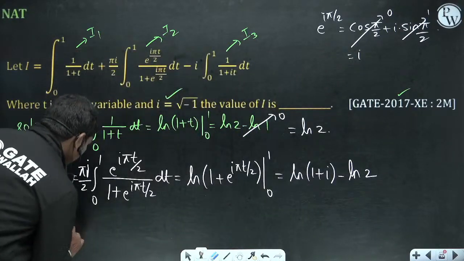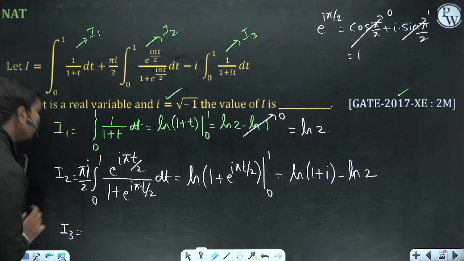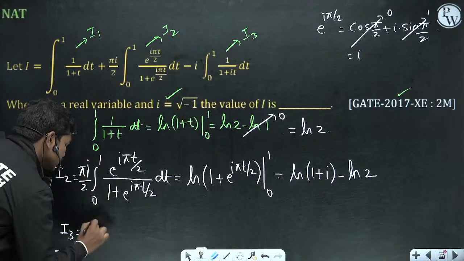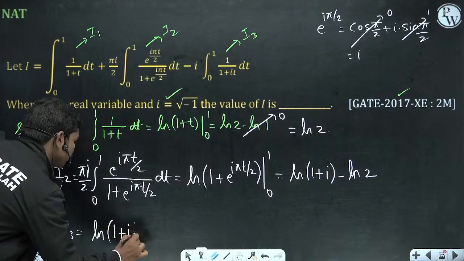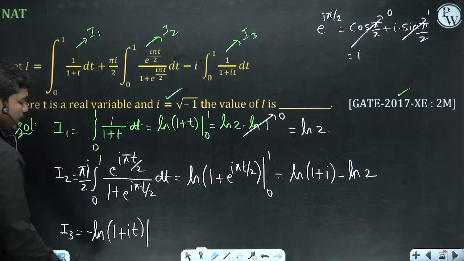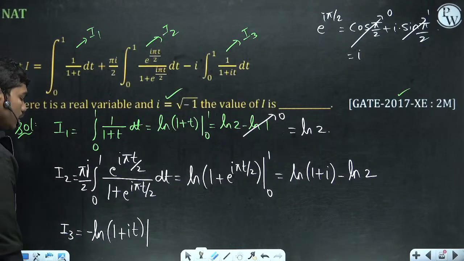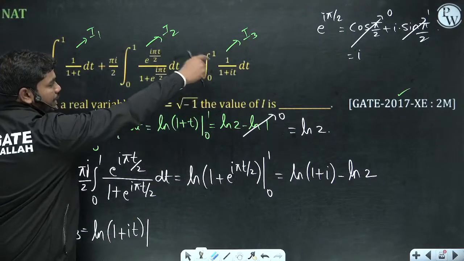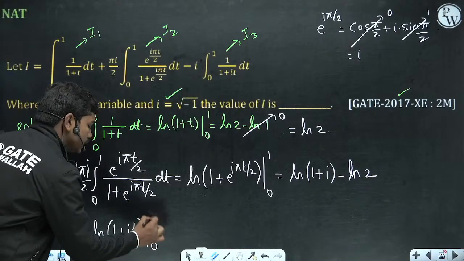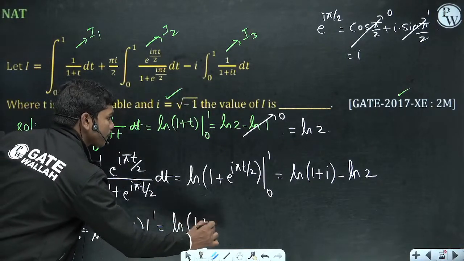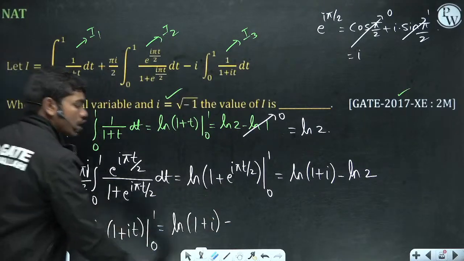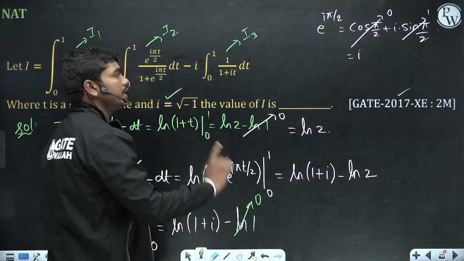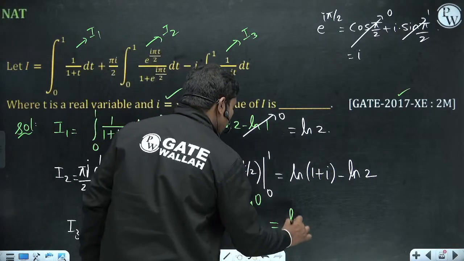Then I3 is equal to, similarly, i times the differentiation of this complete term. So we can write I3 with a minus sign actually. If you take the minus sign separately, I3 is equal to the integration of this quantity, which is again ln of 1 plus it within the limits 0 to 1. So this is ln of 1 plus i minus, when you put 0 here, log 1, which is 0. So this gives you ln of 1 plus i.